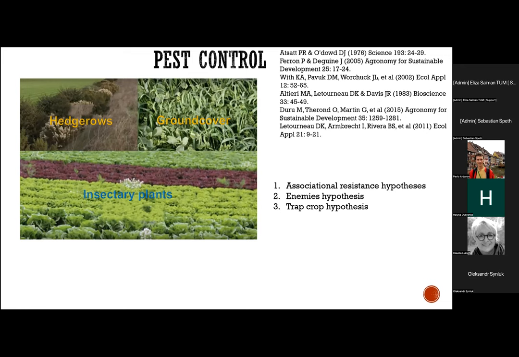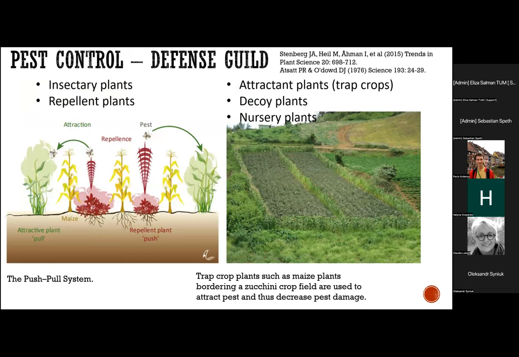I will show you here on this slide. This system is called a push-pull system. We plant repellent crops, which repel pests, inside our cash crops, and plants attractive to our pests outside, on the borders of our cropping systems, so that our main crops become more protected.